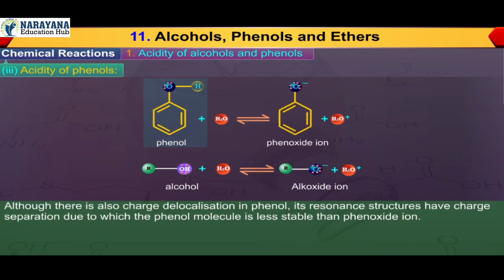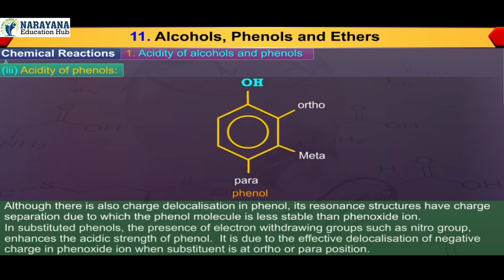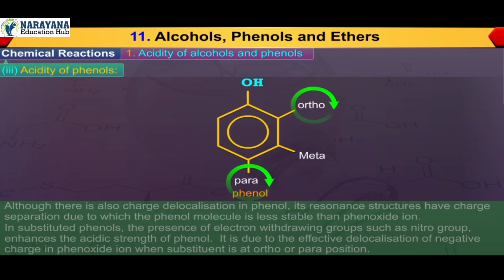Although there is also charge delocalization in phenol, its resonance structures have charge separation, due to which the phenol molecule is less stable than the phenoxide ion. In substituted phenols, the presence of electron-withdrawing groups such as nitro groups enhances the acidic strength of phenol. This effect is more pronounced when such a group is present at ortho and para positions.